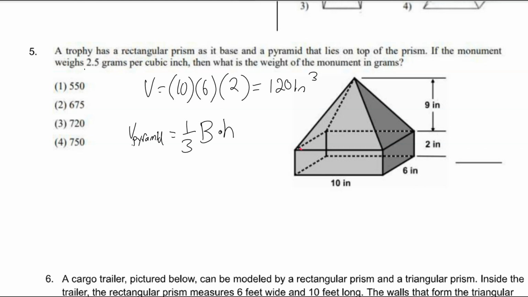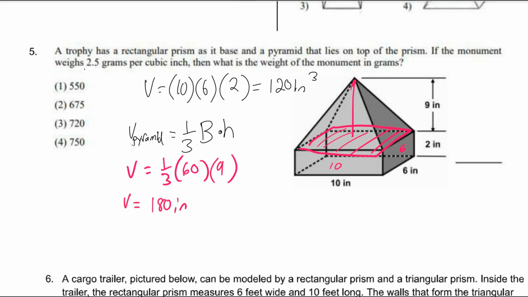Now, the base here is just a rectangle that's 10 by 6. So if I were to plug into the volume formula, the area of the base would be 60, 10 times 6, multiplied by the height. What's the altitude of the pyramid? It's 9 units there. So the total volume of the pyramid would be 180 inches cubed. Now, my total volume would be the sum of these two numbers, so 120 plus 180 is 300 inches cubed.